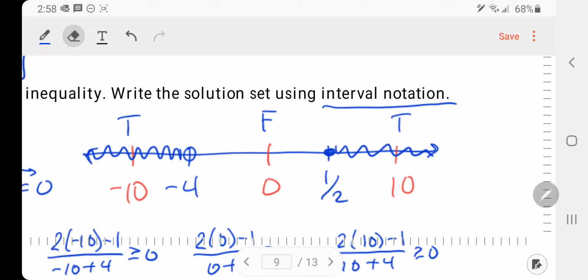I don't know. Let's see if I can fit it right up here. We'll erase these. All right, so what did we say? We said this was true, false, true. We'll put those down there.